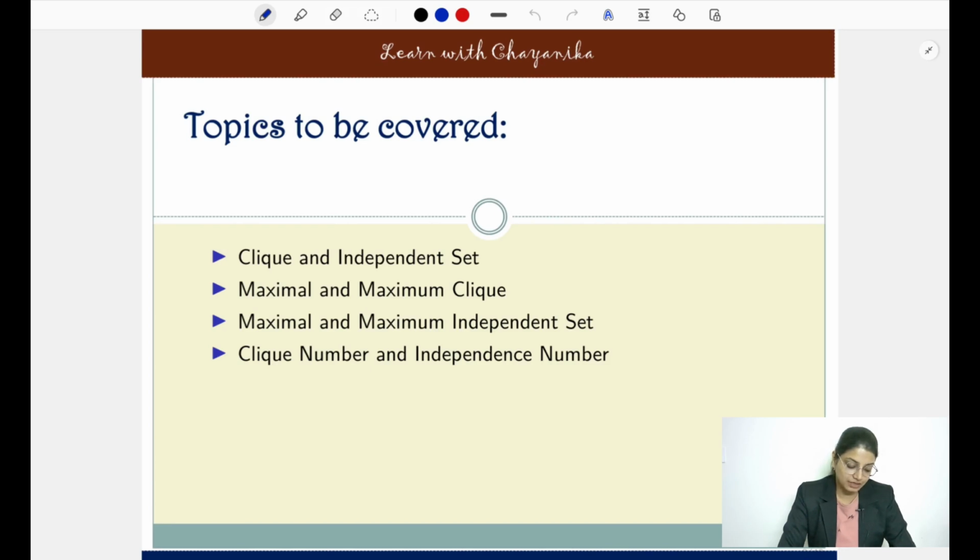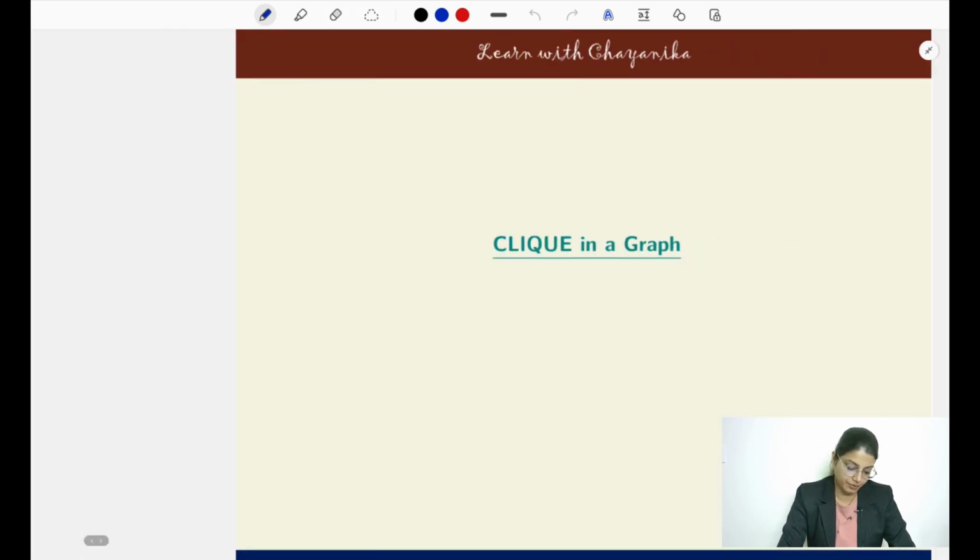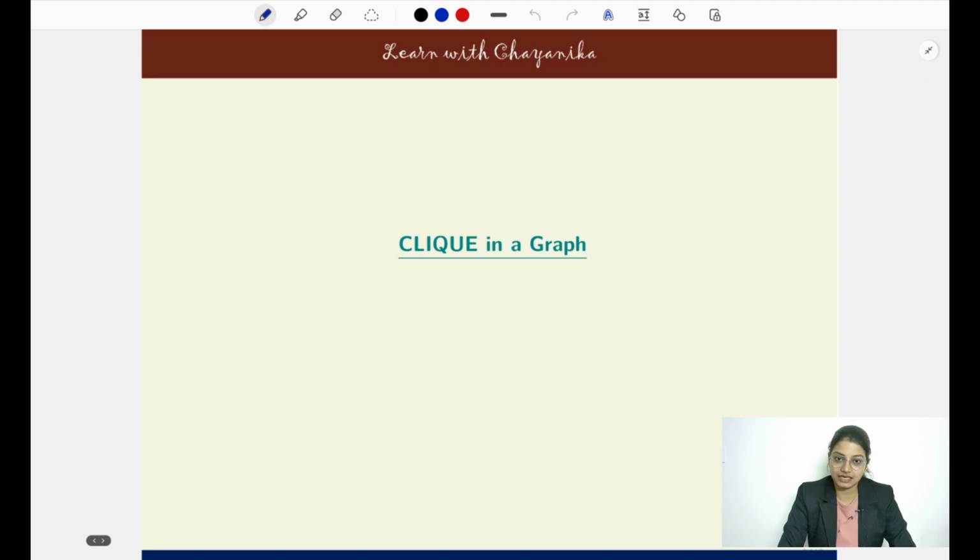So, we will learn in details about clique and independent set in a graph. How can we determine the maximal and maximum cliques and independent sets? And in addition to these, we will also learn how to find out the clique number and the independence number of any given graph. So without any delay, let's start today's lecture, and the very first topic of discussion today is clique in a graph.